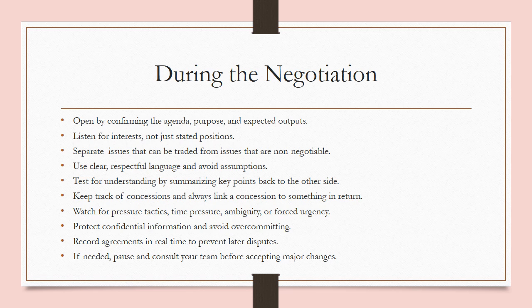Also keep track of concessions and always link a concession to something in return, the give and take type of relationship. Watch for pressure tactics, time pressure, ambiguity, or forced agency, so that you do not accept things that you would not normally accept.